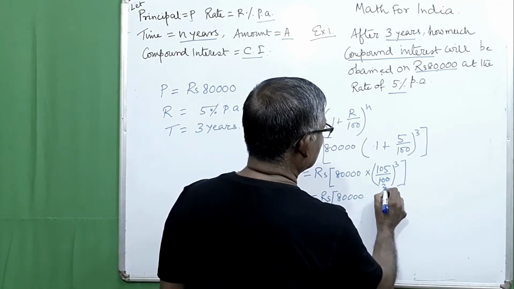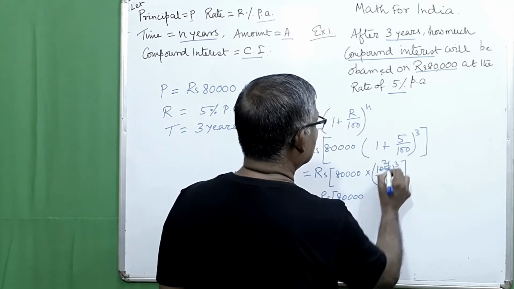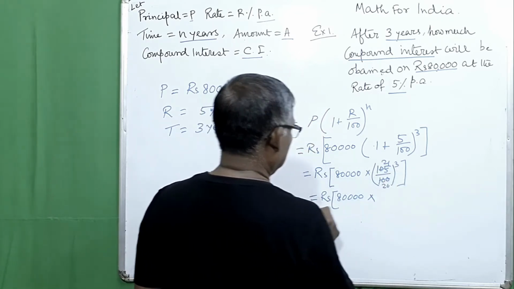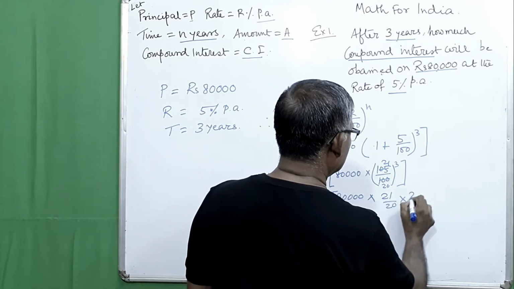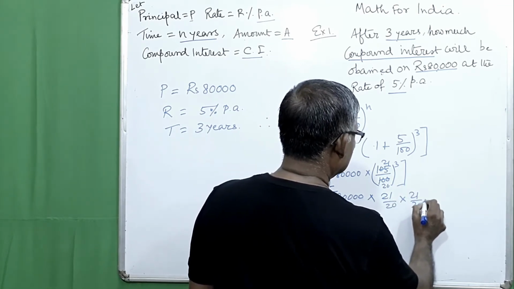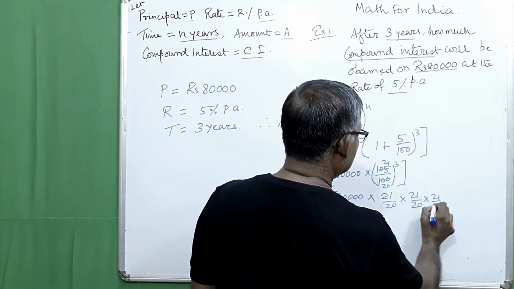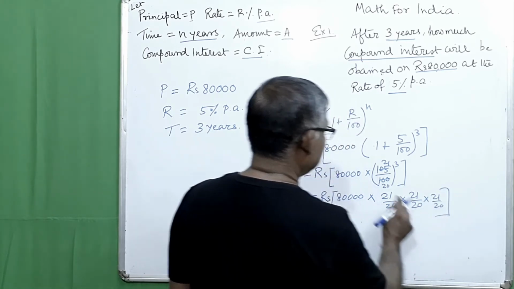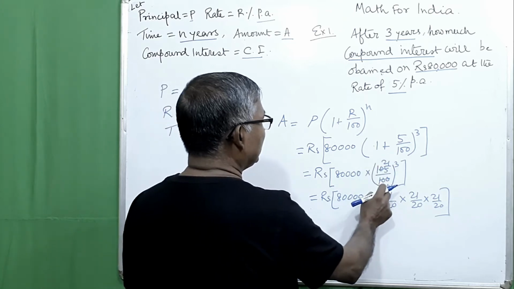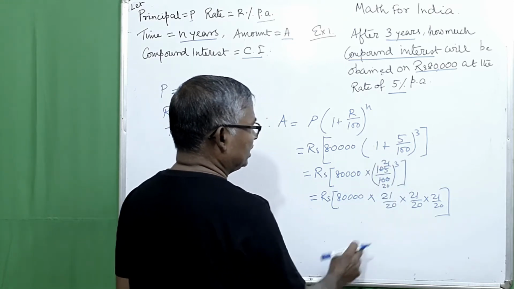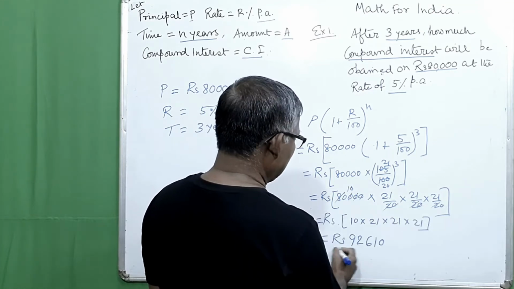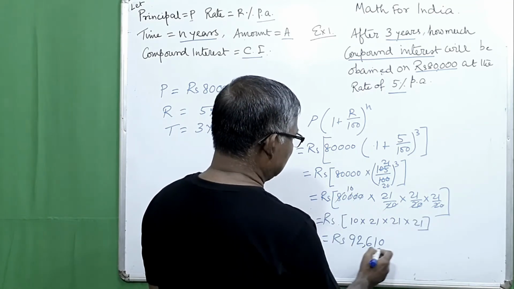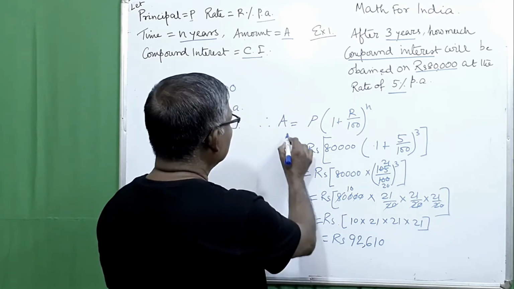Here it is cancelled, put 20, it is 21. So 21 by 20 into 21 by 20 into 21 by 20. Because 21 by 20 whole to the power 3, that is 21 by 20 multiplied 3 times, that is rupees 92,610. It is the amount.